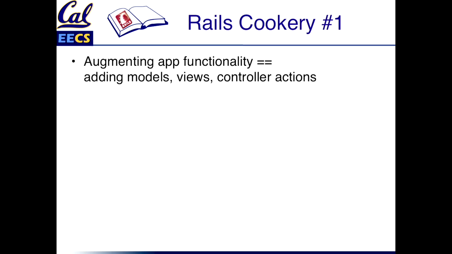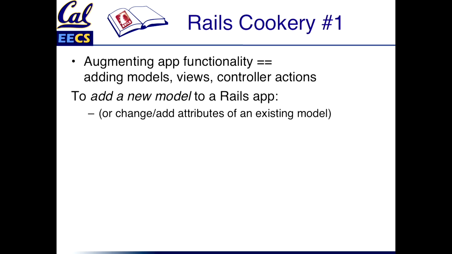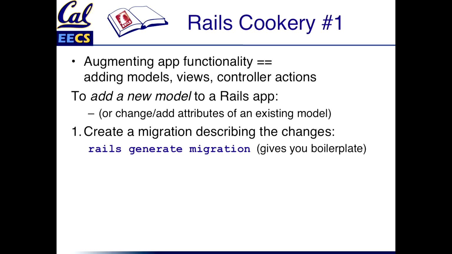And the first one is, how do you add a new model? Because to add functionality to your app, you have to add models, views, and/or controllers. And models are the thing that we're discussing first. So when you want to add a new model, or change or add attributes to a model that you already have, meaning that it already has a corresponding database table, either way, you first create a migration that describes the changes you want to make. Give it a semi-meaningful name if you can. Apply the migration with rake db:migrate. Make sure that all is well, all of your tests pass, and so forth.